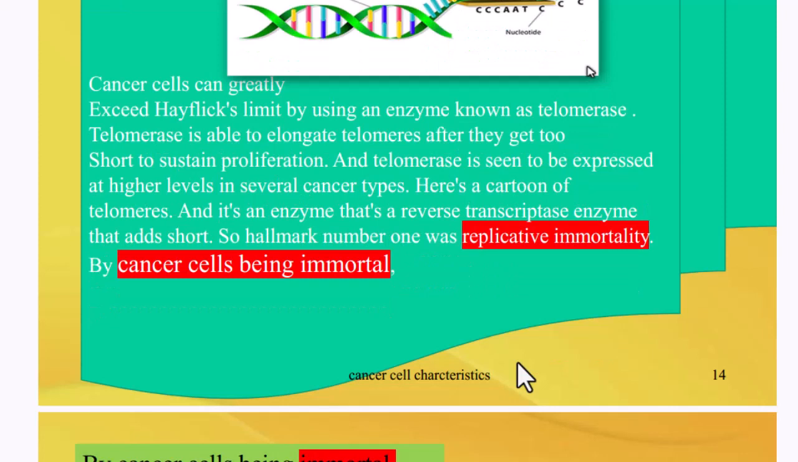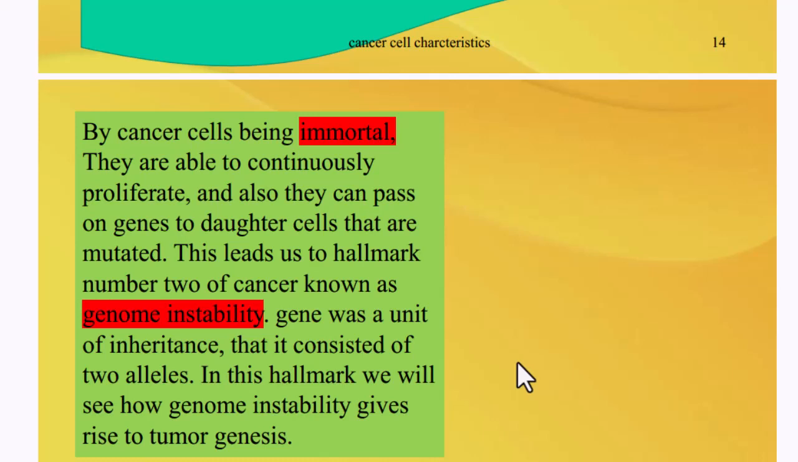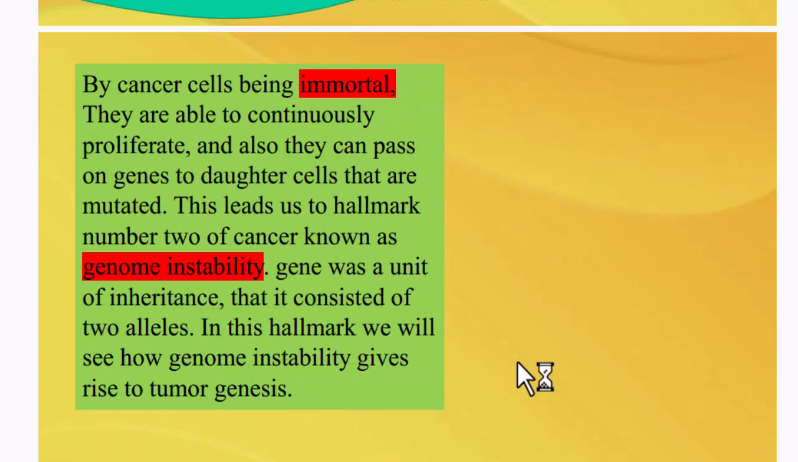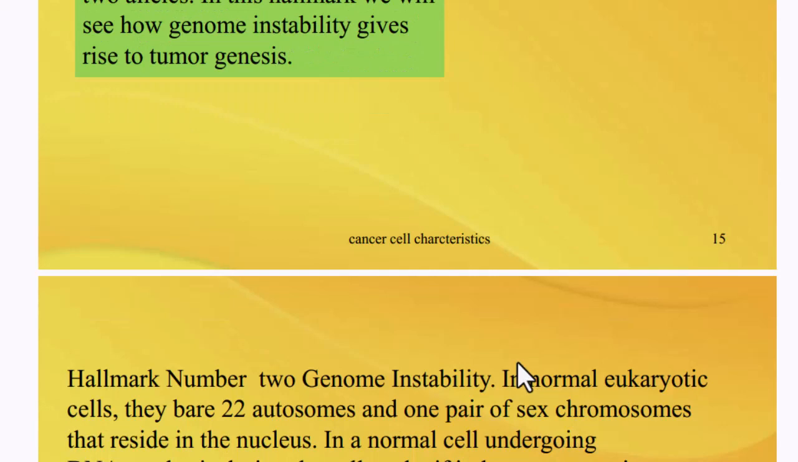Hallmark number 1, as we mentioned, is replicative immortality by cancer cells, the cancer cell being immortal. By being immortal, they are able to continuously proliferate, and they can also pass on mutated genes to daughter cells. This leads us to hallmark number 2, known as genome instability. A gene is a unit of inheritance that consists of 2 alleles. In this hallmark, we'll see how genome instability gives rise to tumorigenesis.